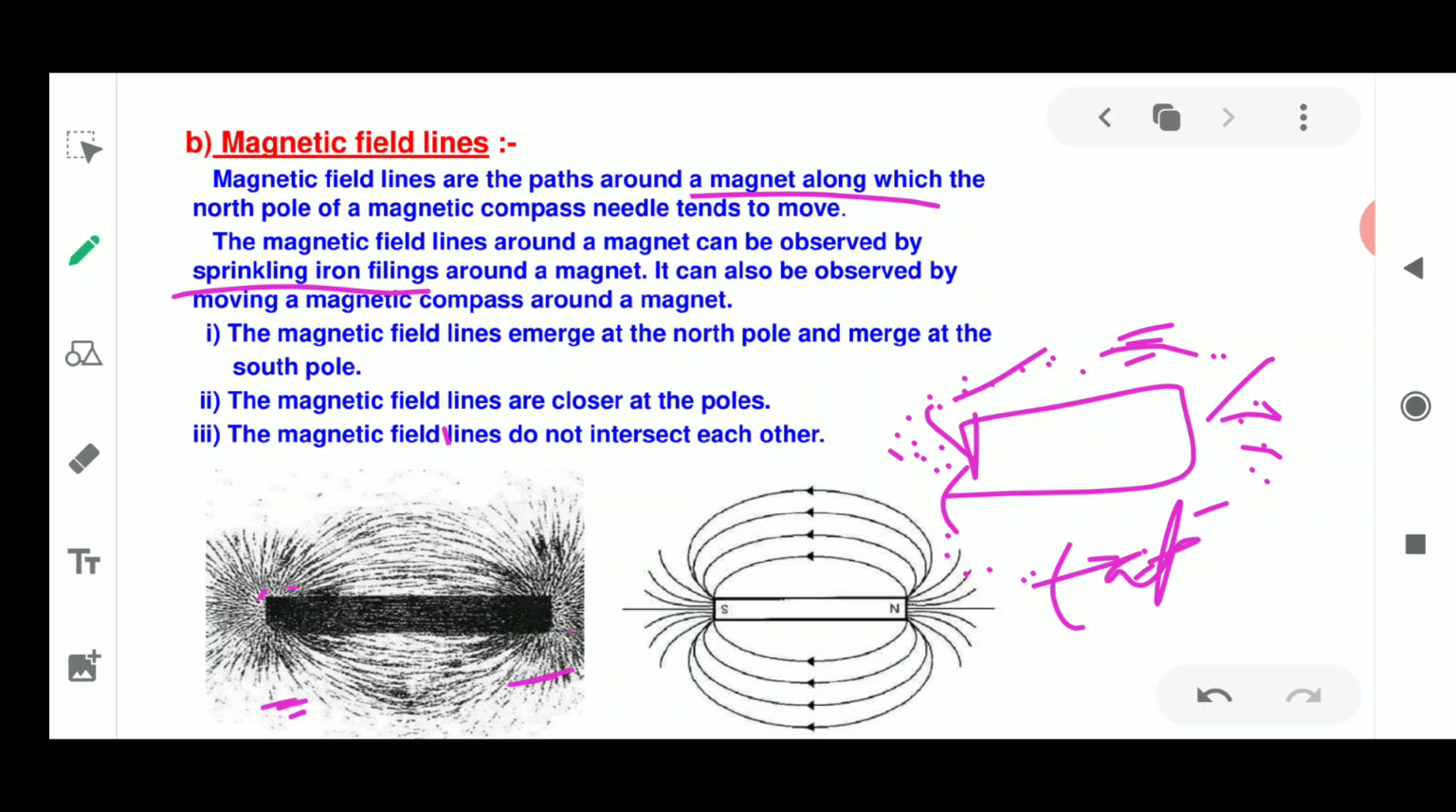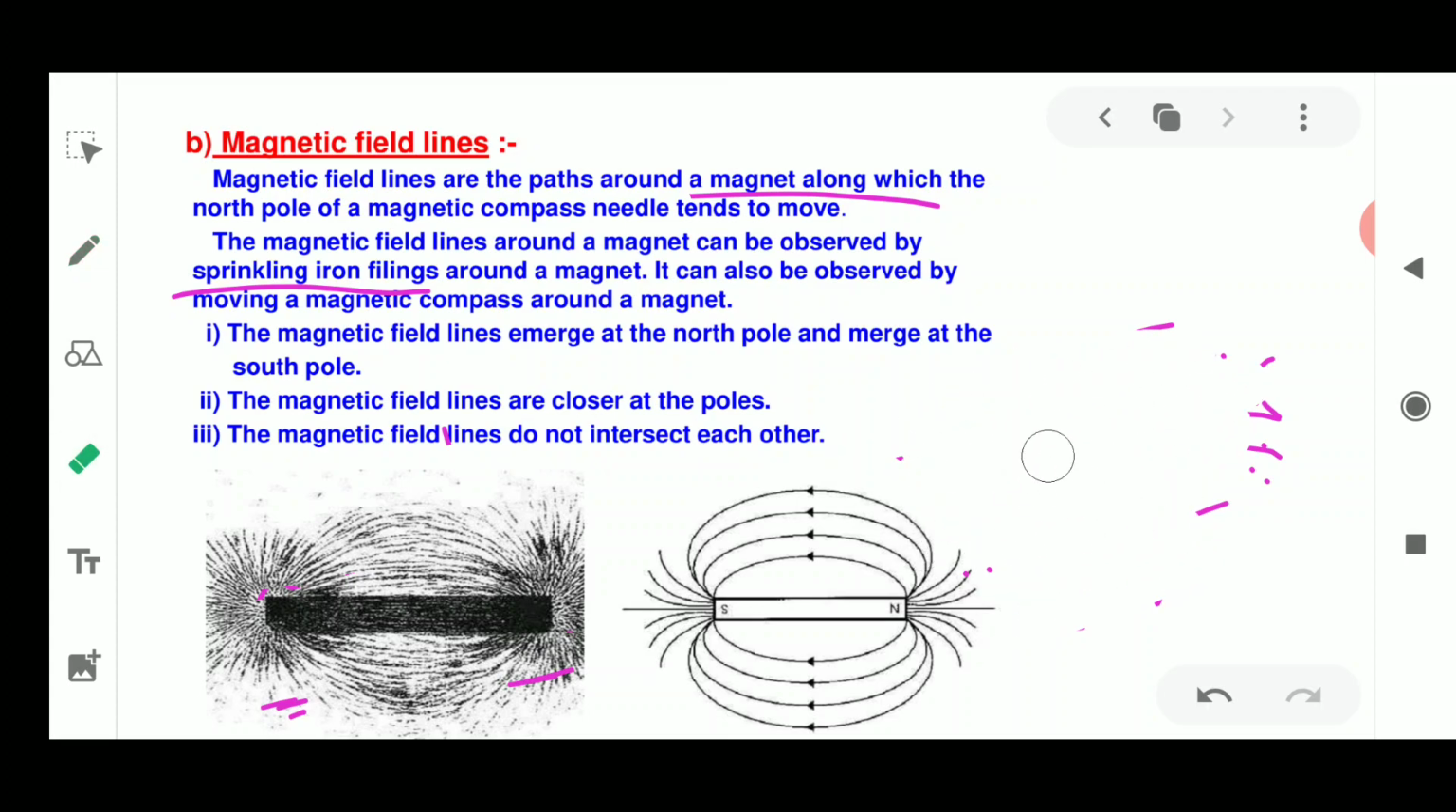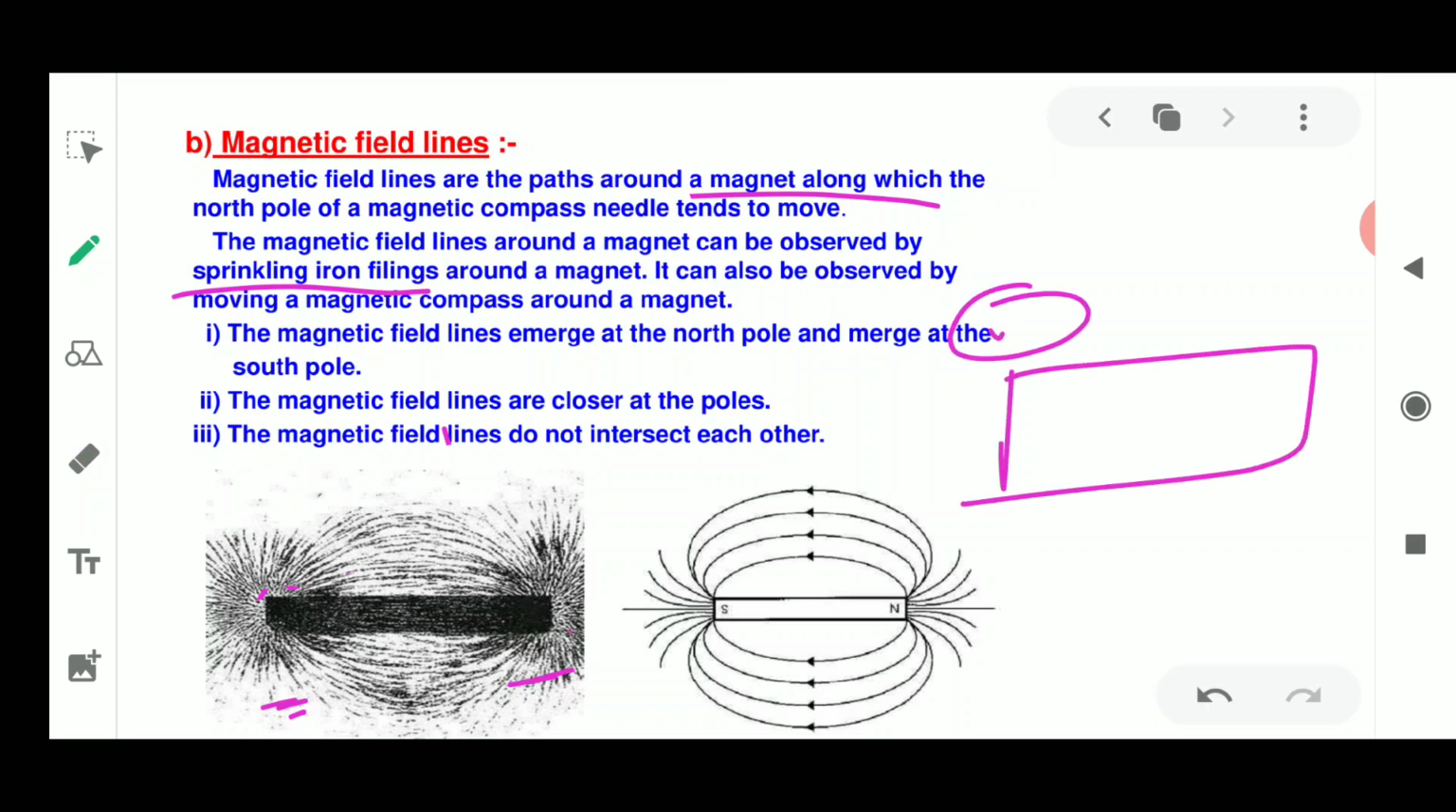Now instead of just sprinkling some iron filings over this bar magnet, you could also find the magnetic field lines. We could also draw the magnetic field lines using a magnetic compass. You keep a bar magnet here and you keep the magnetic compass here. Just make a dot where the needle is pointing, in the direction the needle is pointing. In the same manner you are going to do like this.